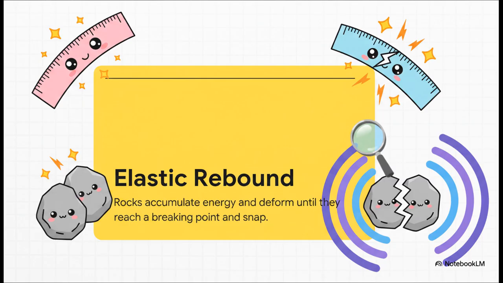Picture holding a plastic ruler in your hands and slowly bending it. As you bend it, it accumulates energy, right? It deforms. But eventually, you reach a breaking point and snap. The ruler breaks, and your hands actually sting from that sudden vibration.